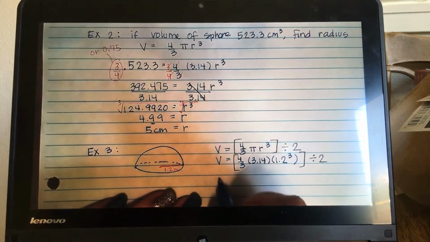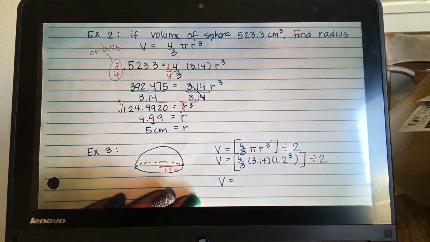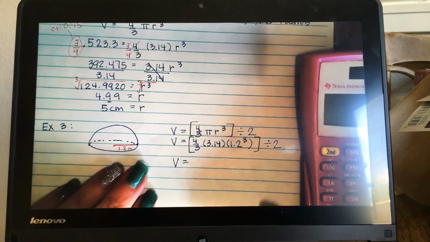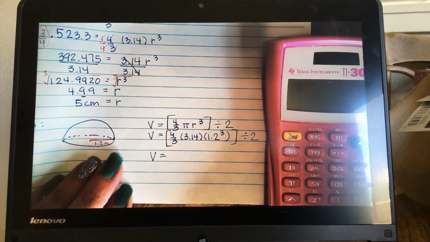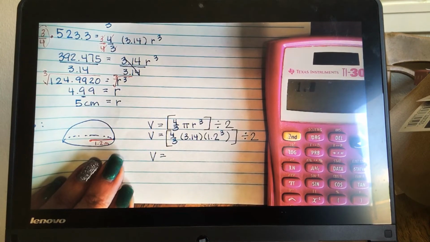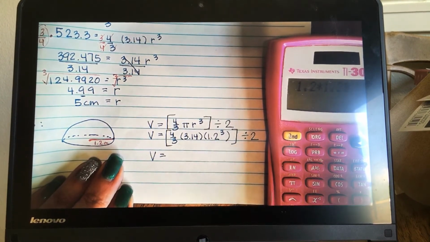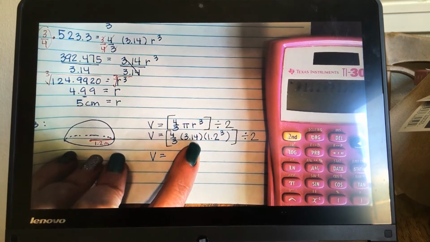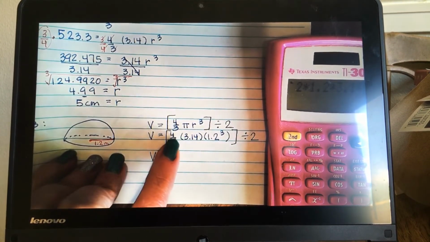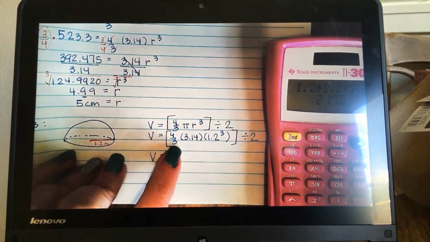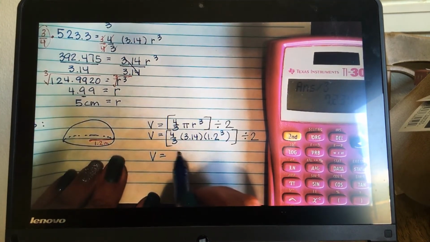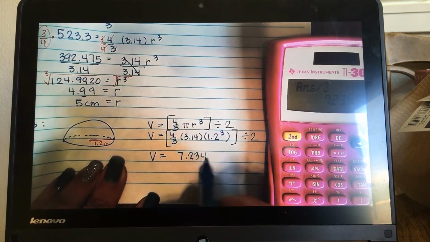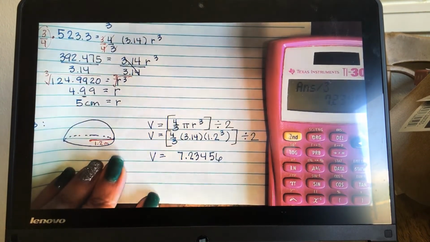So let's do the part inside of the brackets first. Okay, let's try to fit both of these in here. So I'm going to start with my exponents. 1.2 times 1.2 times 1.2 times 3.14 times the numerator 4, and I'm going to hit my equal button, and then that gets divided by 3. That's the bottom part of our fraction. So we've got 7.23456. Oh, how funny, a series of numbers there.